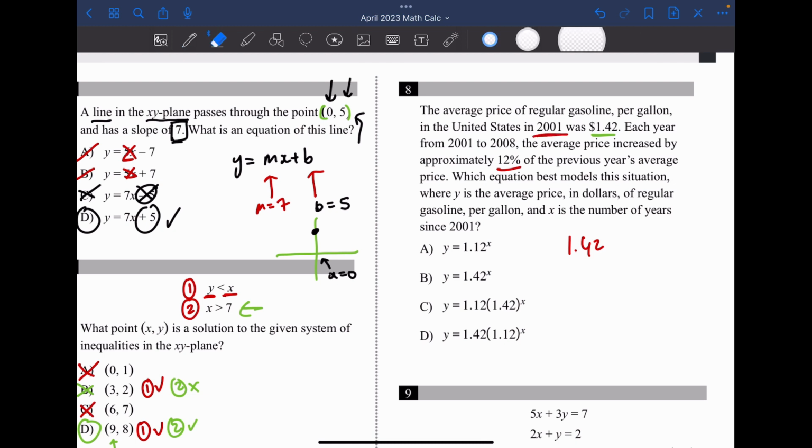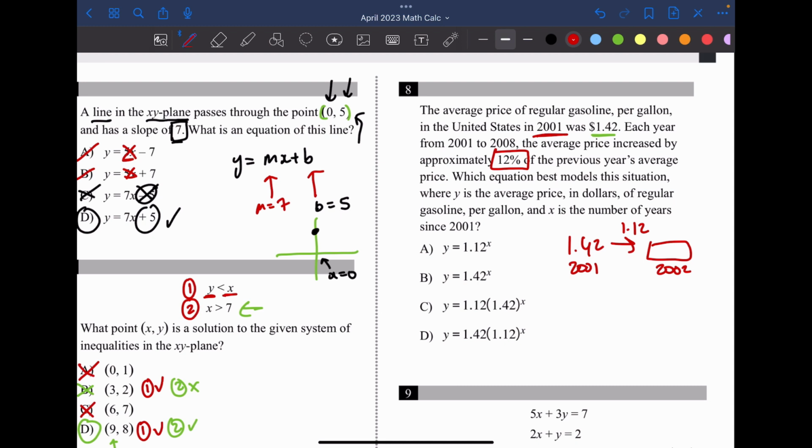After that, we have a 12% increase every year, so we're going to multiply by 1.12 because 12% is 0.12, but since it's an increase, we add it to 1. So we're going to multiply each value by 1.12 to get a new number, which is going to be the next year's number. So this was 2001. This could be 2002.